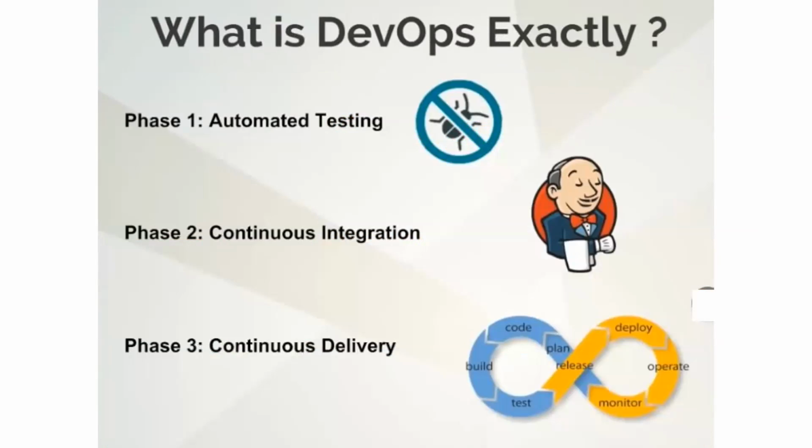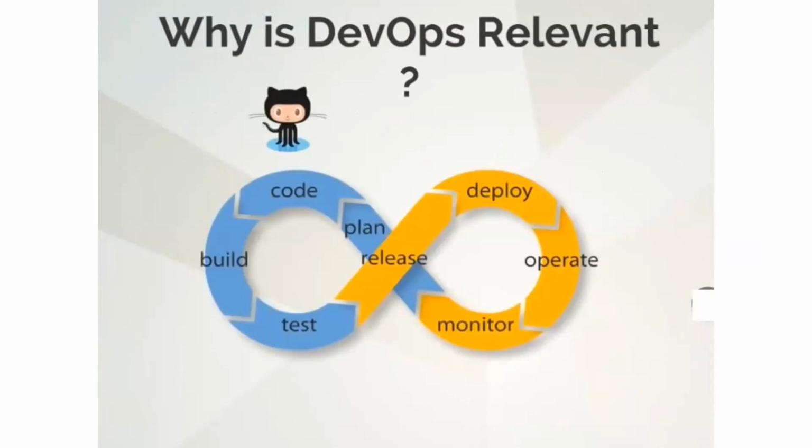So we have divided this into automated testing. DevOps is kind of looking at it in 3 phases: automated testing, continuous integration, continuous delivery. These are slightly theoretically heavy concepts. I'll try to see if I can convey it to you in a much simpler way, guys. Okay, so let's see what they are.